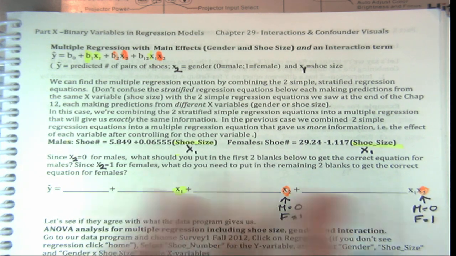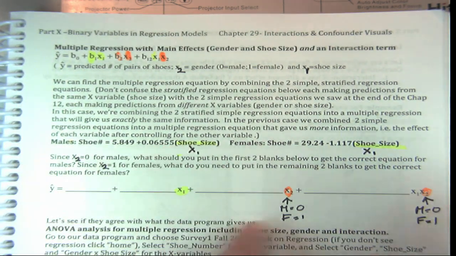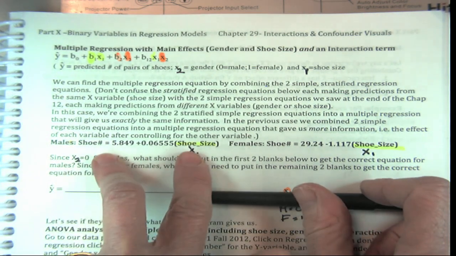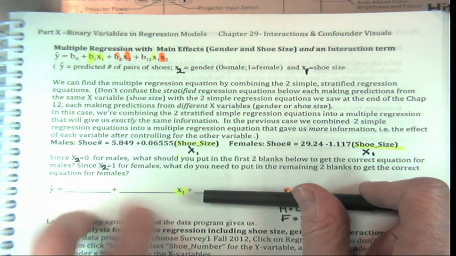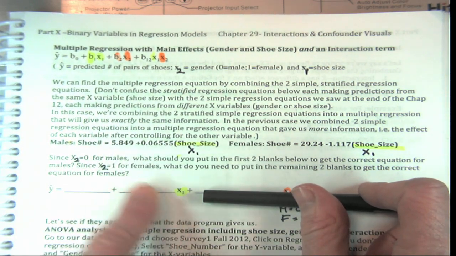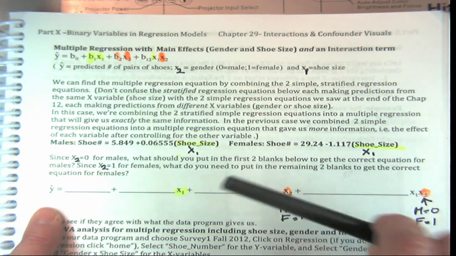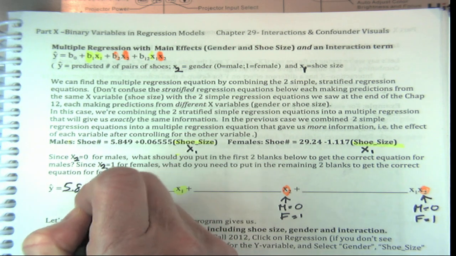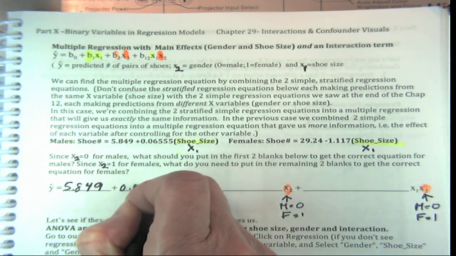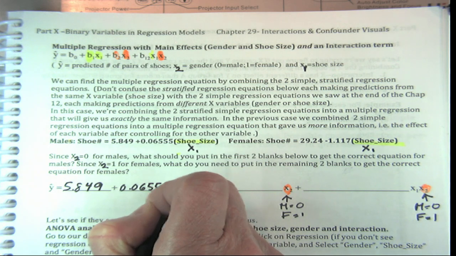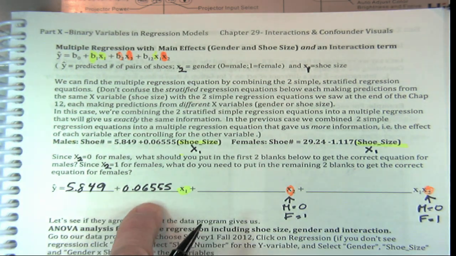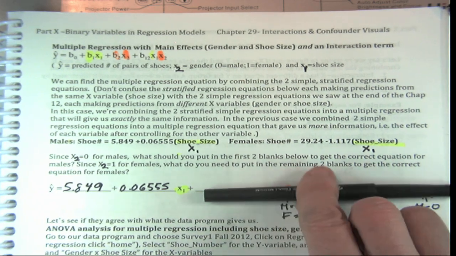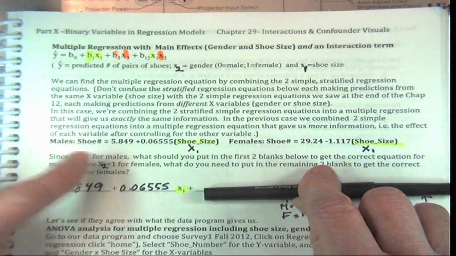Because when you have males, this is a male equation, these disappear. 0 times anything is 0. So we just have this equation right here. So we should just put this X1 here for X1. So let's fill that in first. And that will give us, when males is 0, that's perfect. Our multiple regression should give us that.